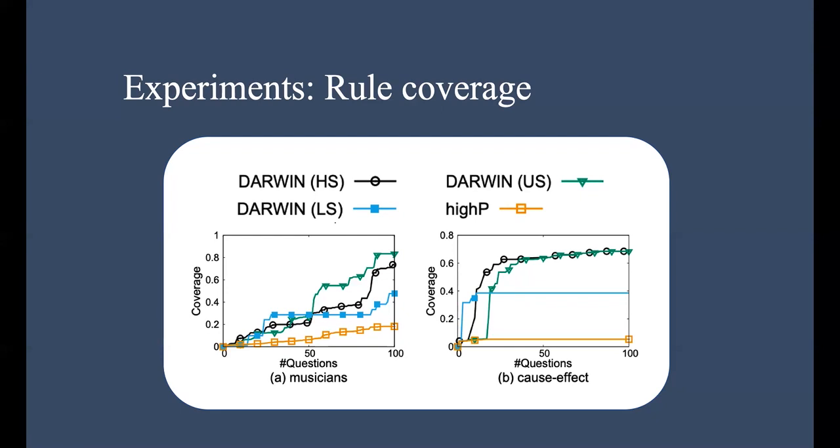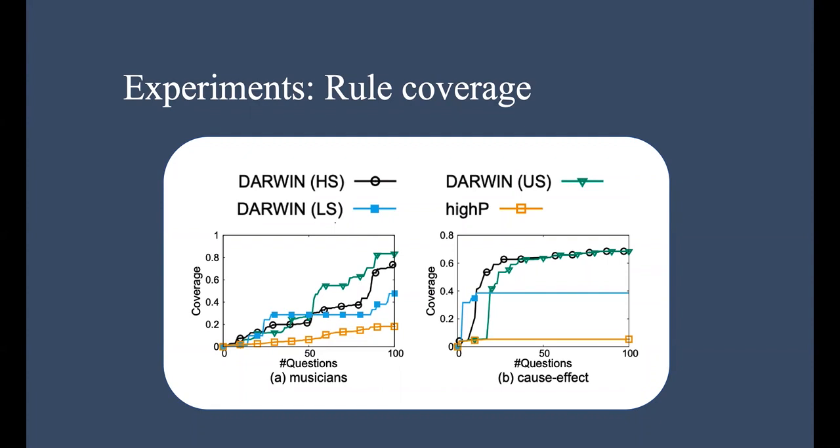Again, as before, I'm showing the coverage, the percentage of discovered rules, on the y-axis, but here on the x-axis we have the number of questions that we have asked annotators. The first thing I want to show is that in both data sets, with 100 questions, Darwin achieves very good coverage. So instead of having to label many instances, you just have to verify about 100 rules.